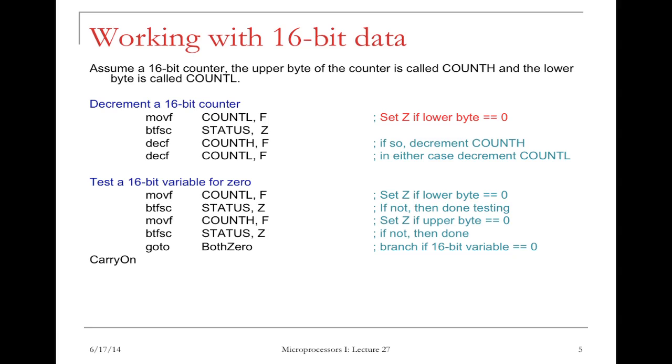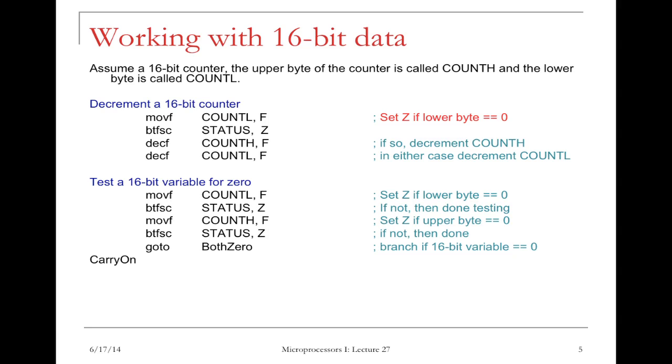Next instruction, BTFSC, status Z. So when we check the 0 flag, we will skip the next instruction if the 0 flag is clear. It's not clear, right? So shall we skip? We'll not skip. So we're going to do decrement count high F.